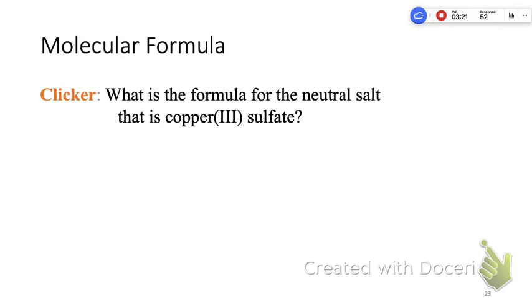Jocelyn, what's your process? Copper has a... Great. So we know that because it's Roman numeral 3, it's a transition metal, so it tells us it's +3. What's the formula for that? So if we do 1 to 1, is it neutral? So what'd you do? Okay, so you did like.